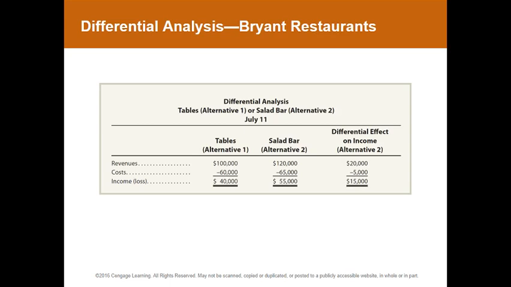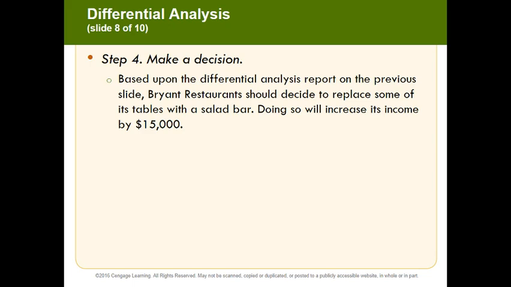Now that we have all the data aggregated, we've done a differential analysis, we have to make a decision. Based upon that analysis, Bryant Restaurant should decide to replace some of its tables with a salad bar. Doing so will increase its income by $15,000.